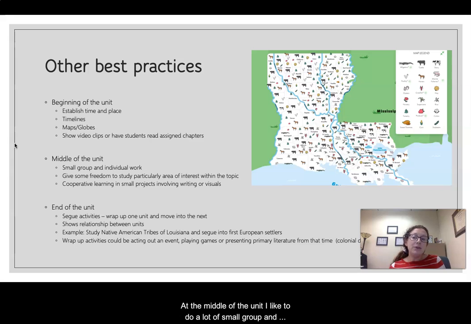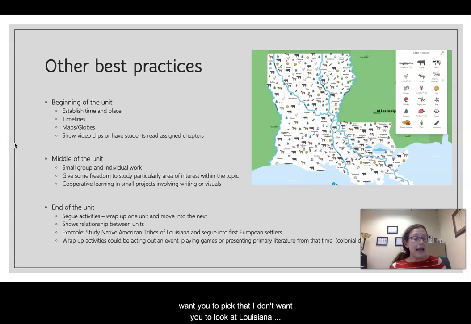At the middle of the unit, I like to do a lot of small group and individual work. That gives students some freedom to pursue their interests. So for example, I'm showing you the Louisiana commodity map. If we were discussing the state of Louisiana, I could say, okay, I want you to pick a commodity. It could be strawberries, it could be crawfish, it could be cows. I want you to pick that.